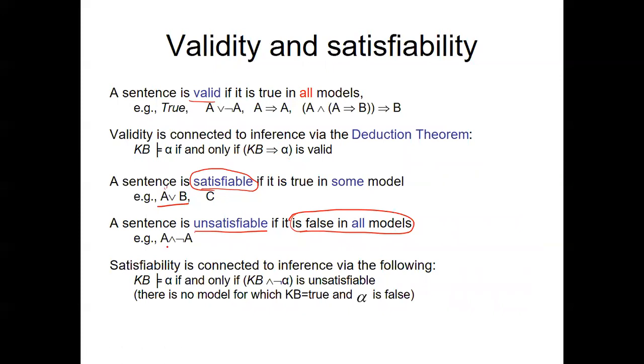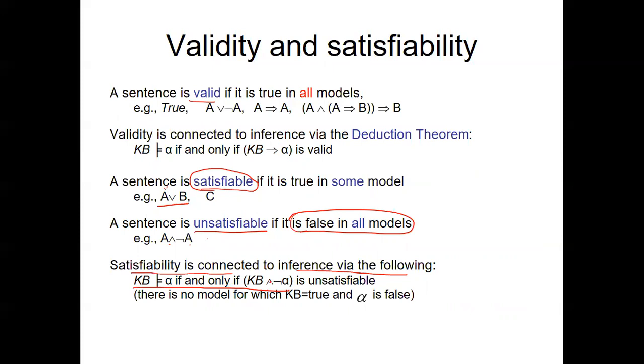So for example, A and not A will always be false. If A is true, not A will be false, so A and not A will be false. If A is false, not A will be true, then also false and true will be false. So here is one example of unsatisfiability. Satisfiability is connected to inference via the following: KB entails alpha if and only if KB and not alpha is unsatisfiable.